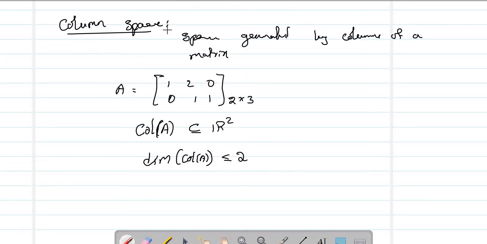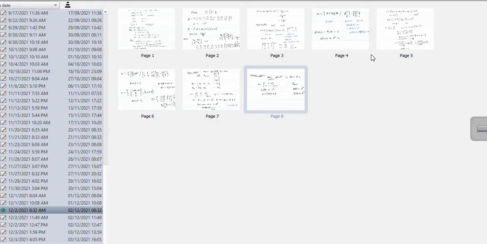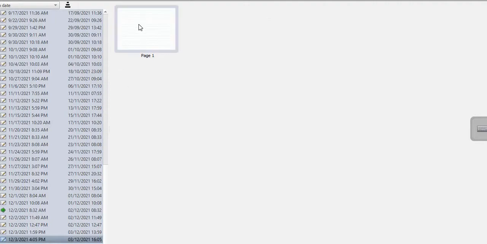Suppose you have an m by n matrix, let's say A is a matrix of size m by n. When you look at the row space of A, that is going to be a subset of R^n. Why? Because in a row there will be n elements, because there are n columns. And similarly, the column space of A is going to be a subset of R^m when you take a matrix of size m by n. And today let us discuss more about it.